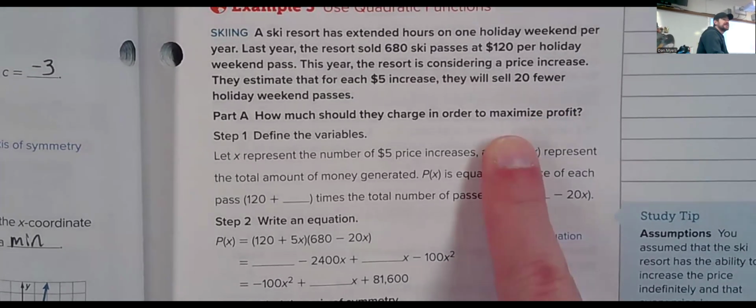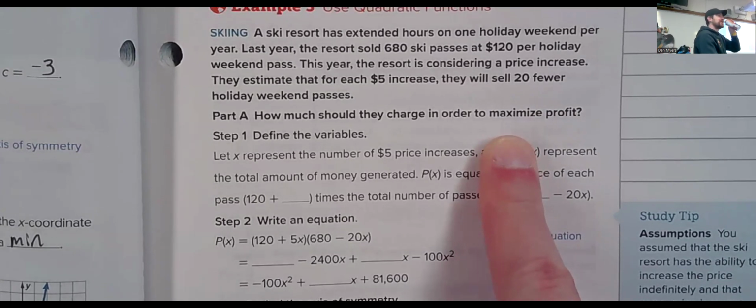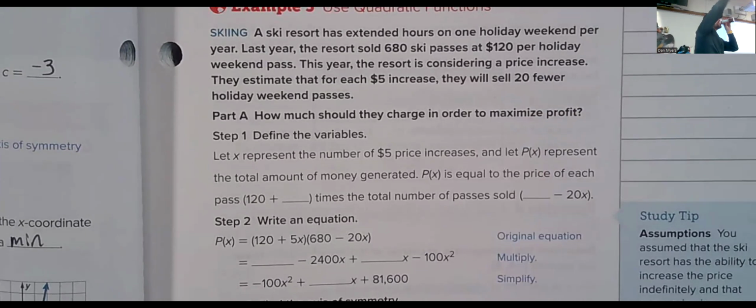Maximum. What does that suggest about our parabola? Which means the value of A is negative. Good. How much should they charge? So we're looking for an actual amount. If they're charging $120 currently, we want to know exactly how much they should charge to maximize their profits.